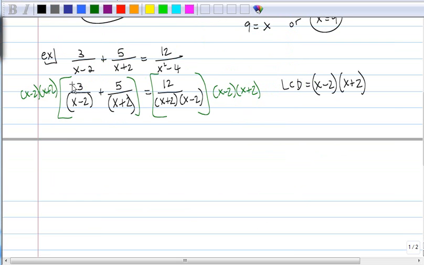Doing this, on the first term, the x minus 2's cancel. So you end up with a 3 and just an x plus 2. On the second term, only the x plus 2's cancel. So you end up with a 5 and an x minus 2. On the right side, the whole denominator cancels, so you end up with just a 12.